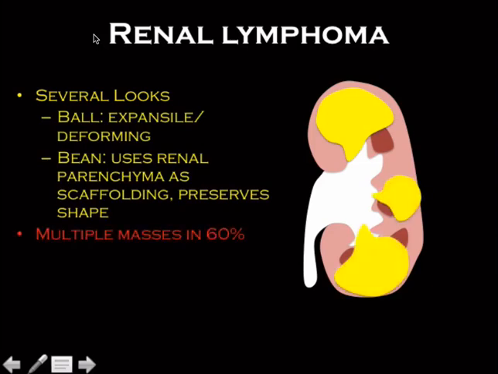And this is actually the most common type, multiple masses, homogeneously enhancing. But remember, it can be solitary, so it can look like a whole bunch of different stuff. If I was going to show it on multiple choice, I would show you multiple homogeneous hypoenhancing masses bilaterally. That's how I would show renal lymphoma.